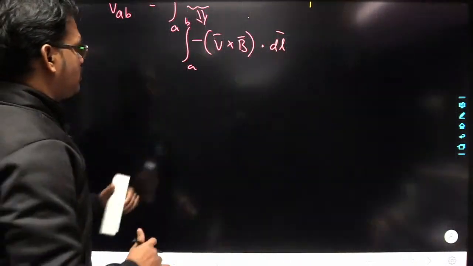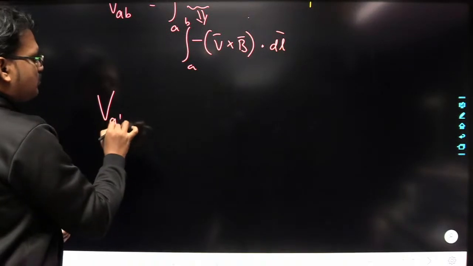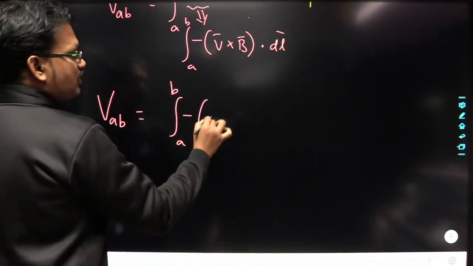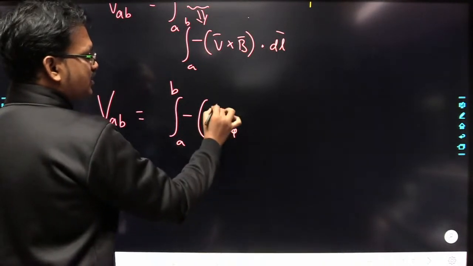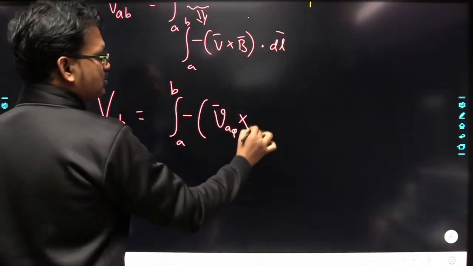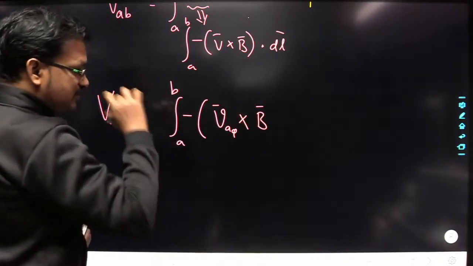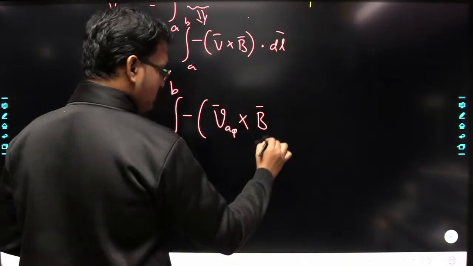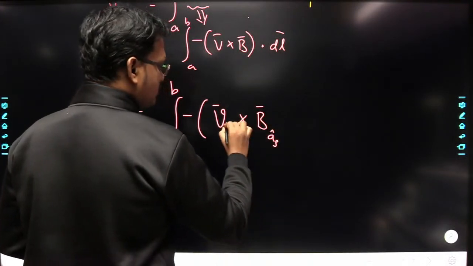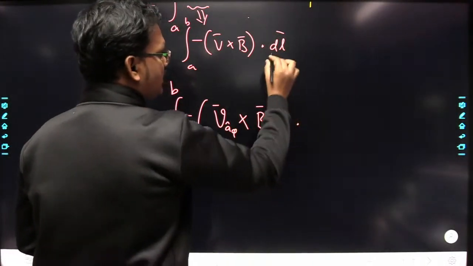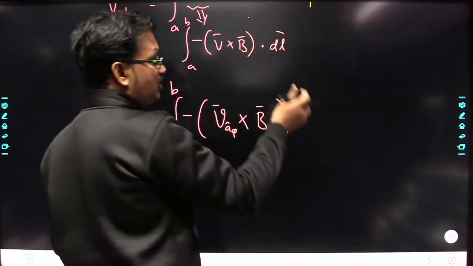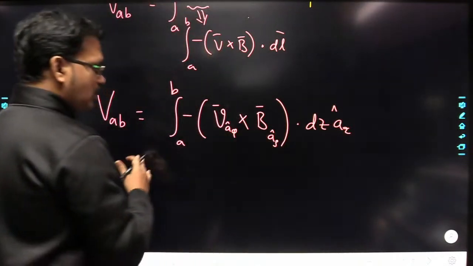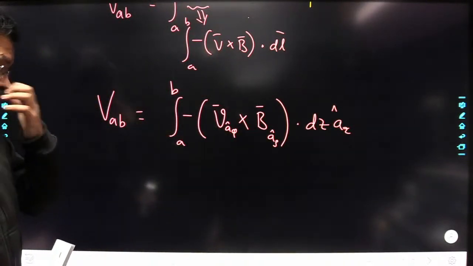So whenever you are trying to determine the potential, VAB is equal to what? Integral A to B minus of, here the velocity is in A phi cap direction, cross B field is in rho direction. Dot dl bar is along the length of the conducting bar, that is dz az cap. So we have solved this one, yes or no?